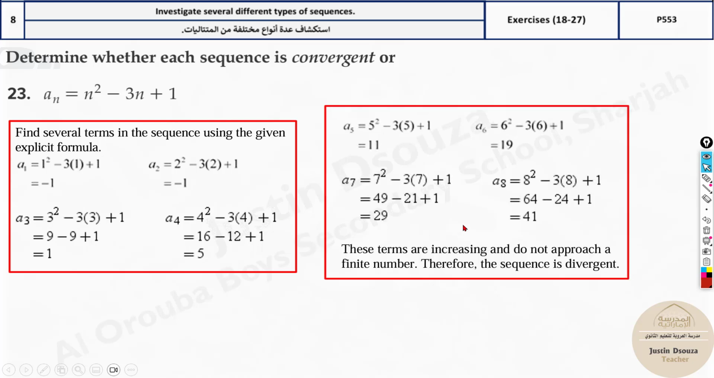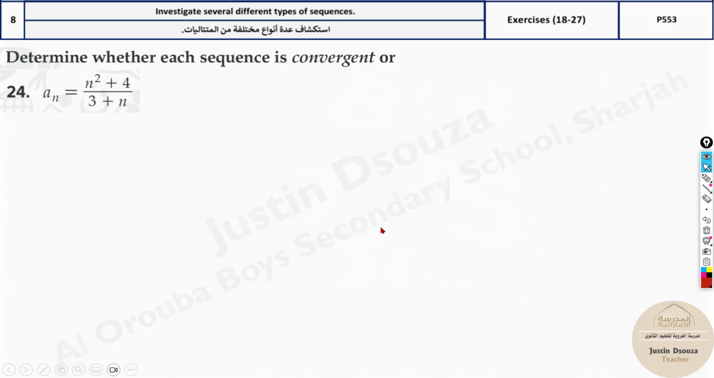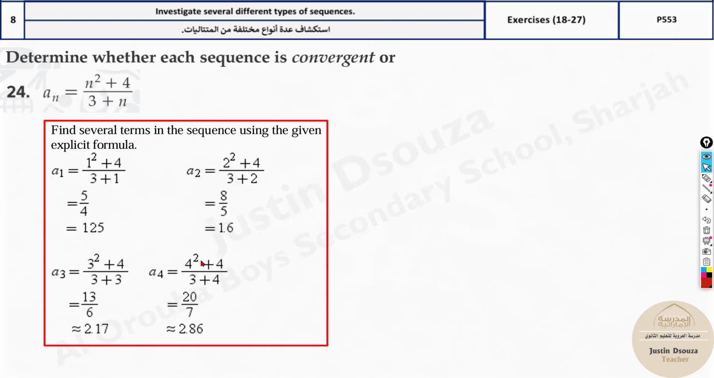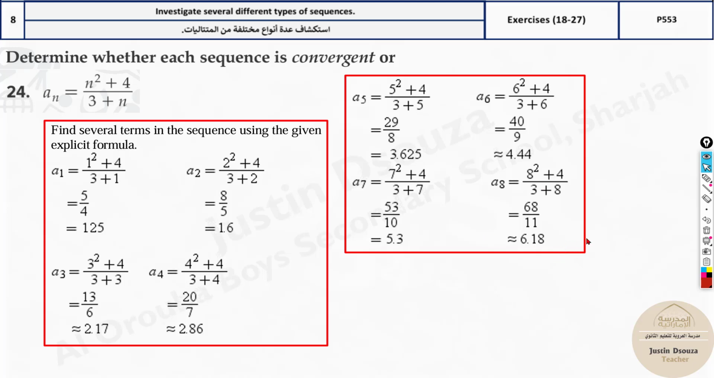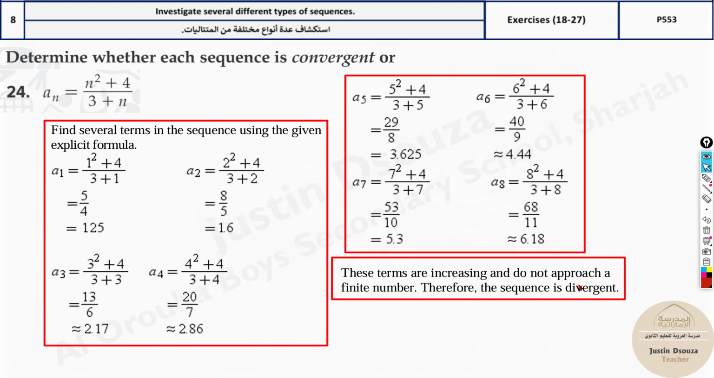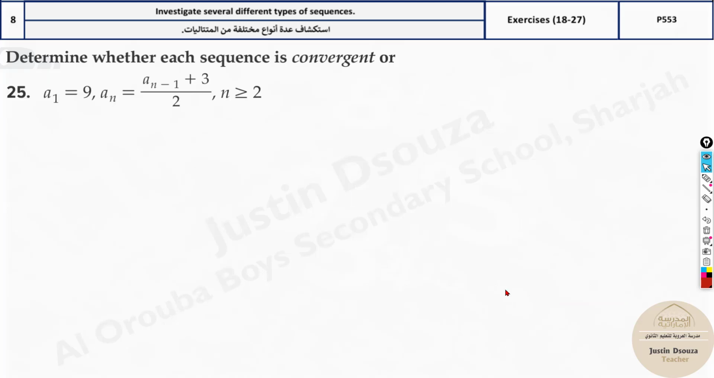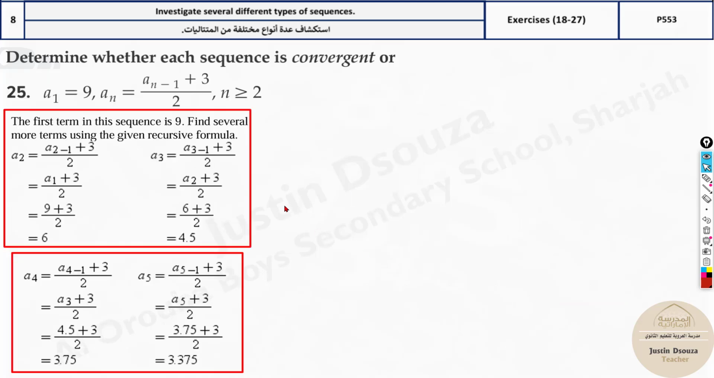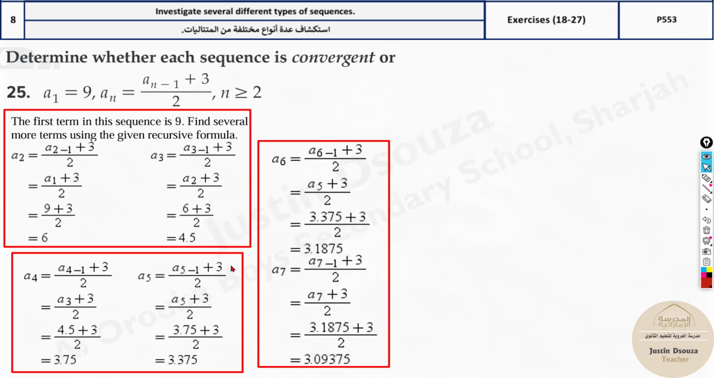Here again, find the values. As you can see, a few values are enough. You can easily understand it's divergent again. Here you solve some values, again it will be 1.6, but no, it's increasing. It is divergent again. You can see it's not coming towards 0 or a stable answer. It's diverging. And what about this one? Okay, this one is reducing.